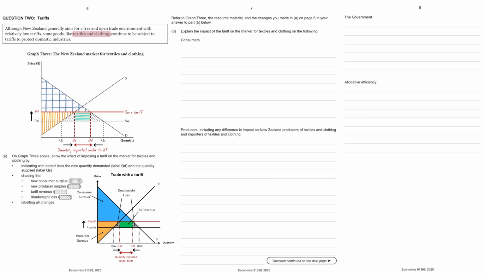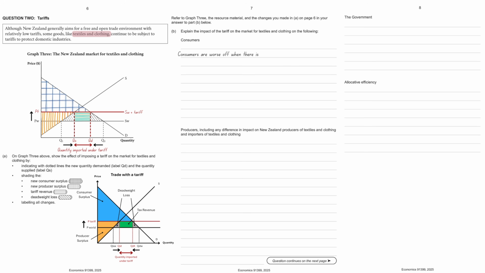We have to explain the impact on these four parties. So it would be worthwhile memorizing a model answer to each of these situations for each of the graphs that they could give you. You'll see that in question 3 in our next video that we upload, they also ask about these four parties. So it's worthwhile knowing what to write here.